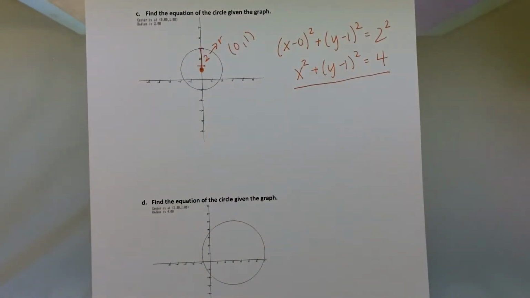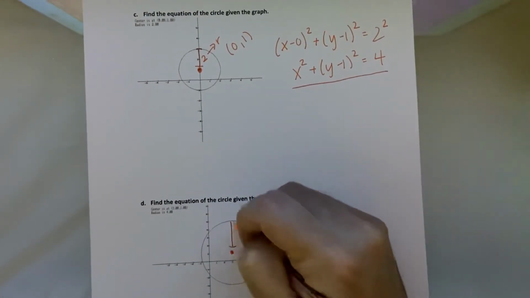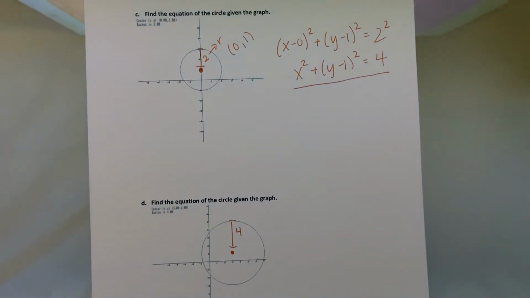I'll leave D for you guys to do. Just know that the center looks like it's (3, 1). The radius is 4. But you guys can make the equation from that one.